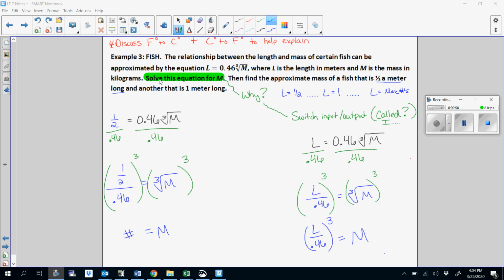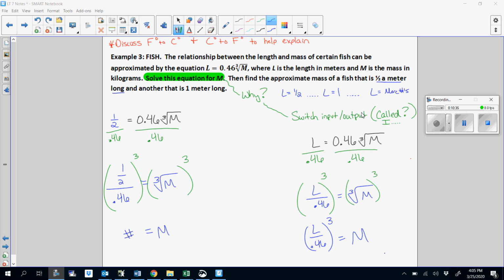Let's look at that in the general sense. Every length, whether it's a half a length or a 1 meter long fish or a 2 meter long fish or a 3, whatever it is, that L will have to be divided by 0.46. And then that gives you L divided by 0.46 equals cube root of M. So to get to M, you'd need to cube both sides to get rid of your cube root. In other words, L needs to be divided by 0.46 and cubed to get your M, meaning there's your formula, which would be better suited to plug L's into, like we're being asked to do.